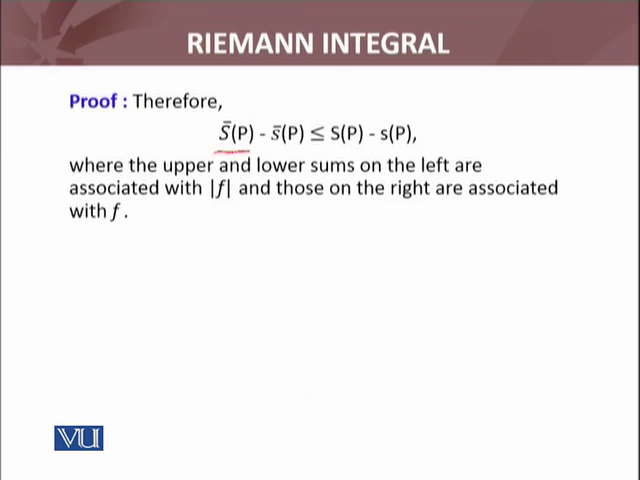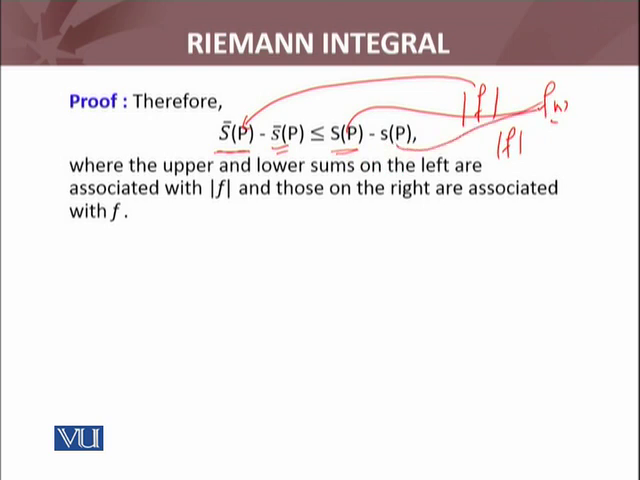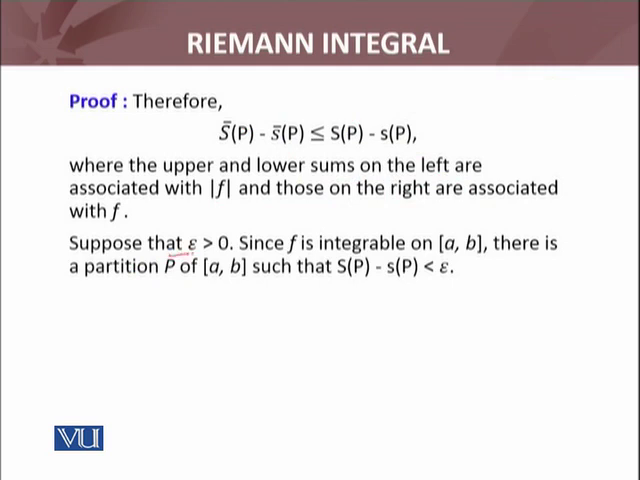Therefore, S bar, the upper sum of |f|, and the lower sum of the |f| function, their difference will be less than or equal to the upper sum of f of x minus the lower sum of f of x. Here the upper sum is of f of x, and the lower sum is also of f of x. The bars correspond to the absolute value of the function, where the upper and lower sums on the left hand side are associated with |f| and those on the right hand side are associated with f. Suppose that epsilon is greater than 0.